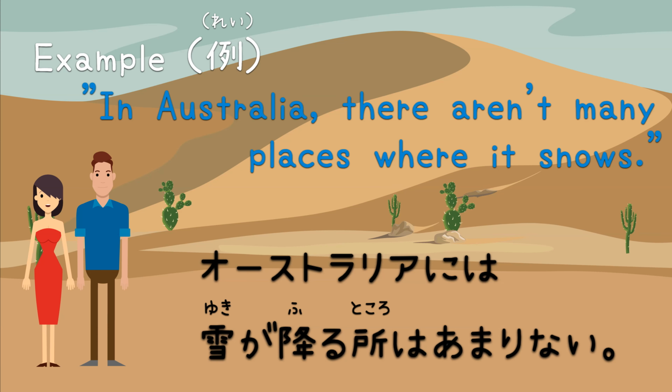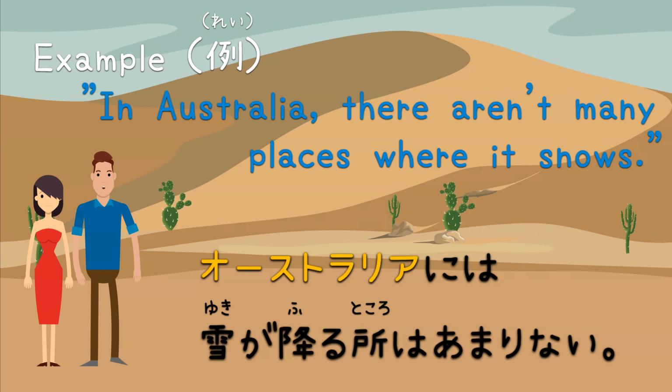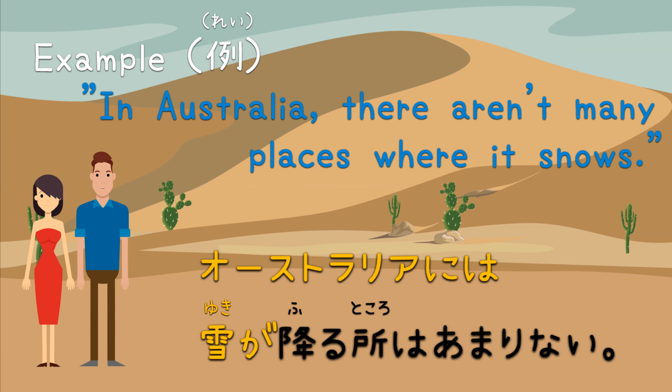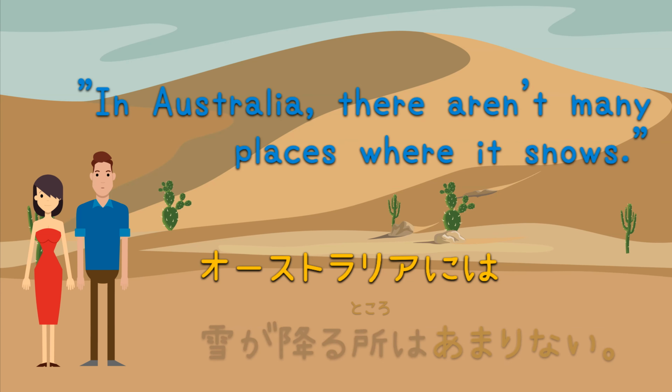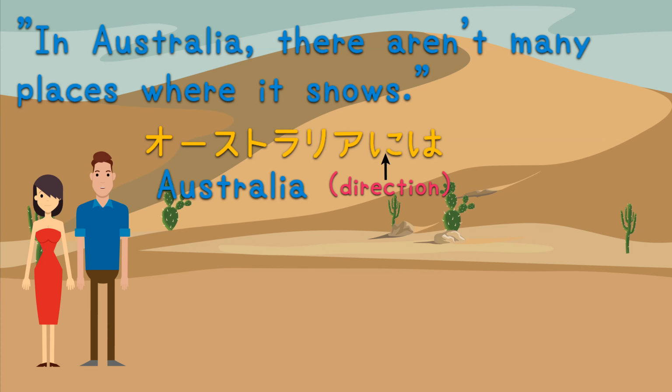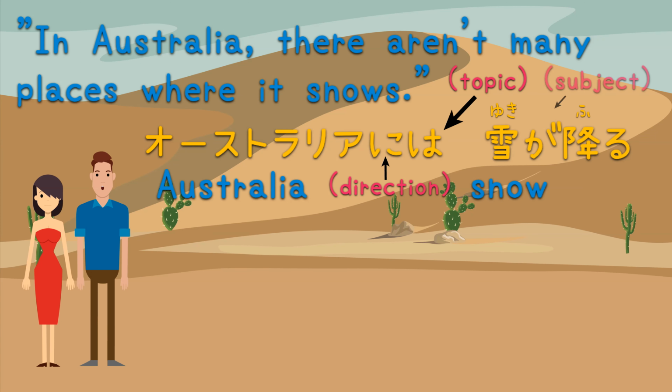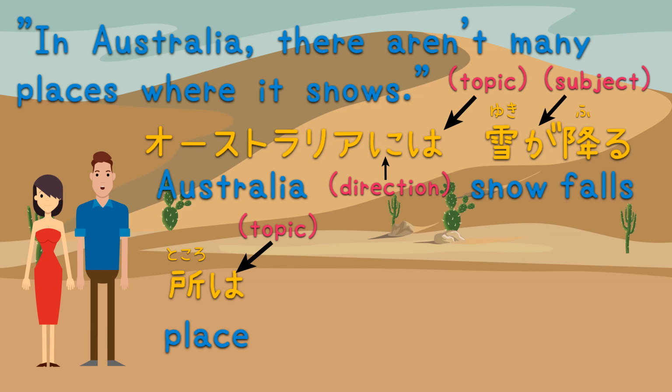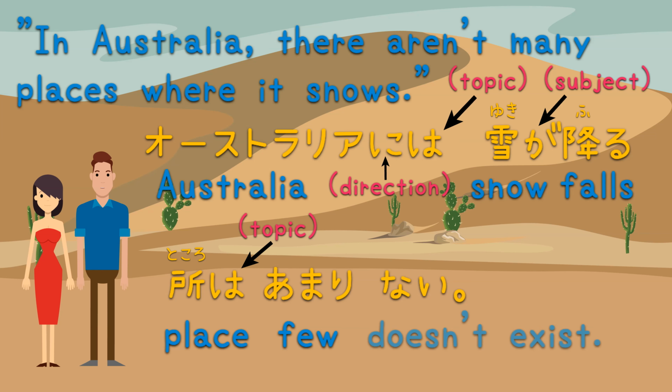オーストラリアには雪が降るところはあんまりない。オーストラリアには, in Australia, then marked by the topic marker は, 雪が降る, snow with the subject marker ga falls, ところは, a place marked by topic marker wa, あんまりない, or not very much doesn't exist.